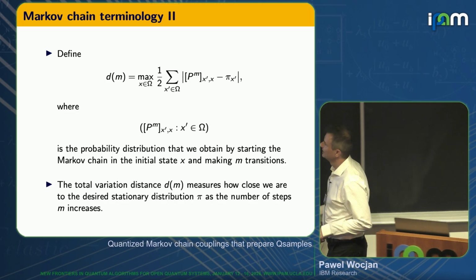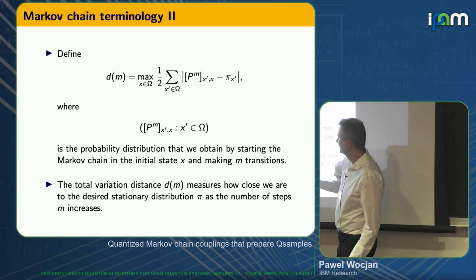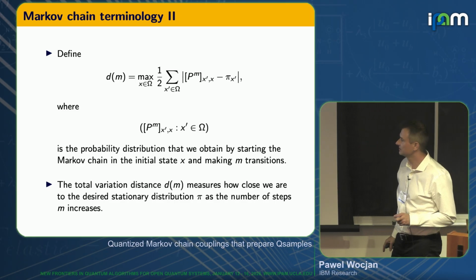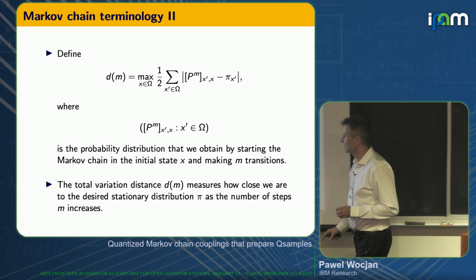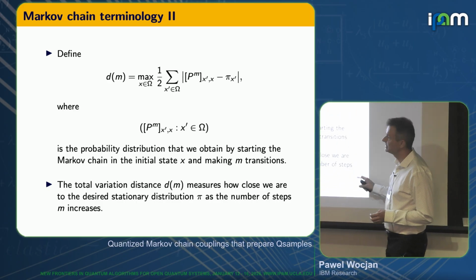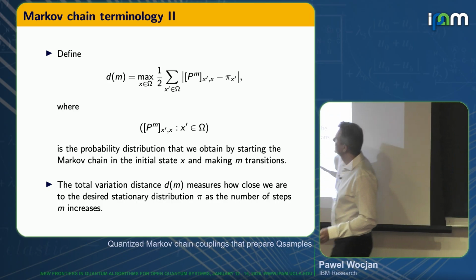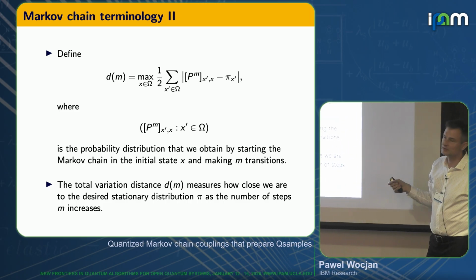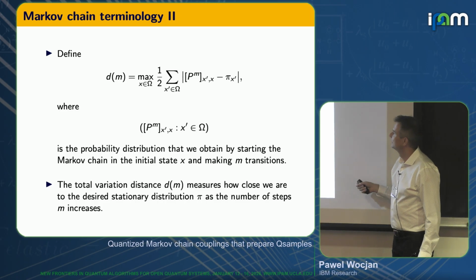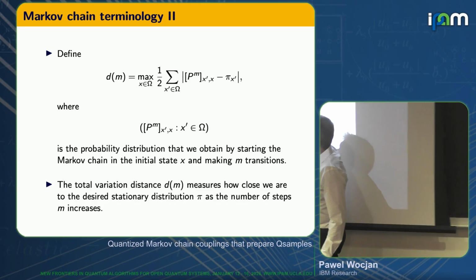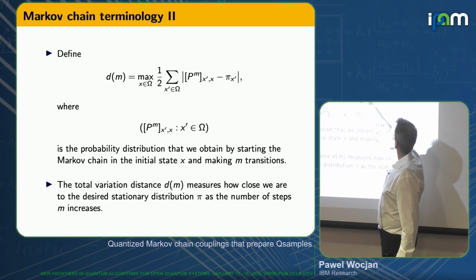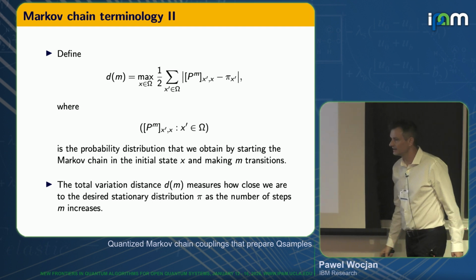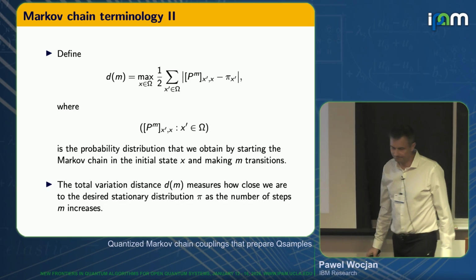And the total variation distance measures how close we are to the desired stationary distribution pi as the number of steps m increases. Here you have this maximization because you're trying to choose the worst possible initial state x, and this is the probability distribution that you get after applying the Markov chain m times.